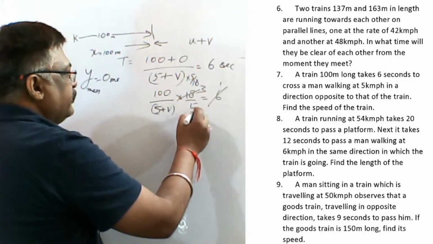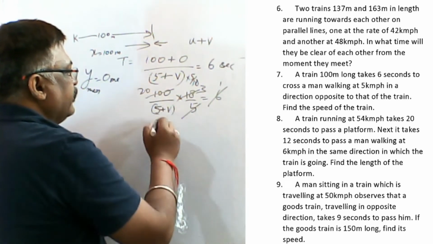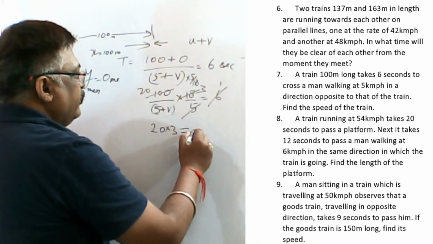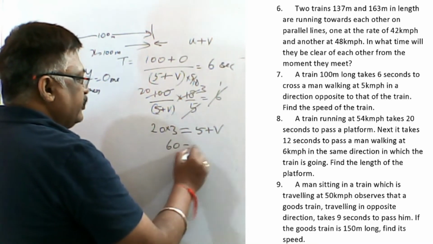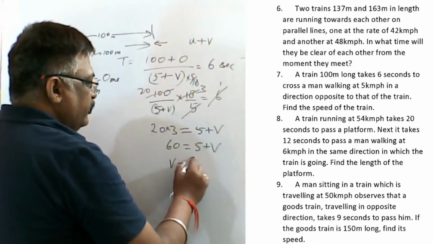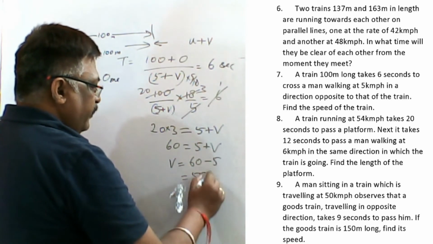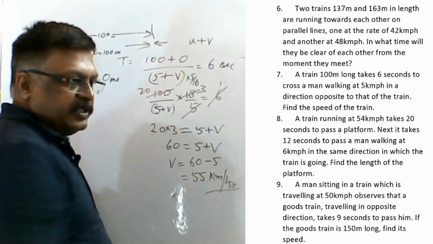6 1 6, 6 3 and then 5 20. So this has become 20 into 3 equal to 5 plus v. So 60 is equal to 5 plus v. So v is equal to 60 minus 5, 55 km per hour. So this is the answer.